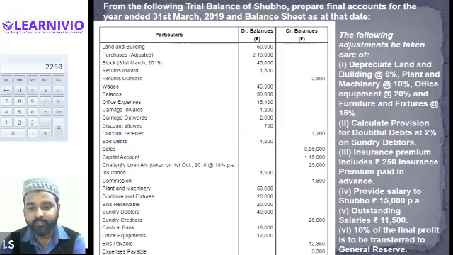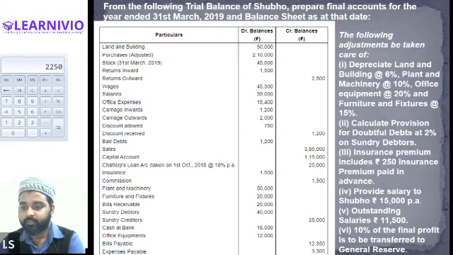After that we have sundry debtors. So I can see that there is an adjustment entry given regarding debtors. It is item number 2, adjustment number 2. It says that calculate provision for doubtful debts at 2% on sundry debtors.